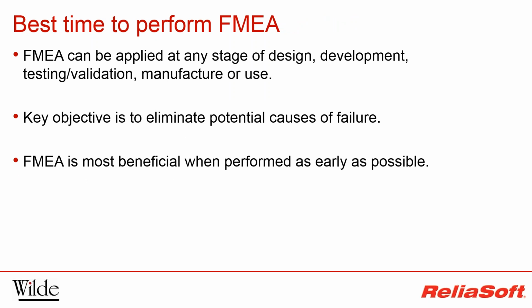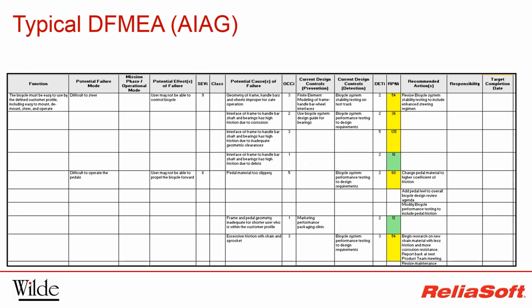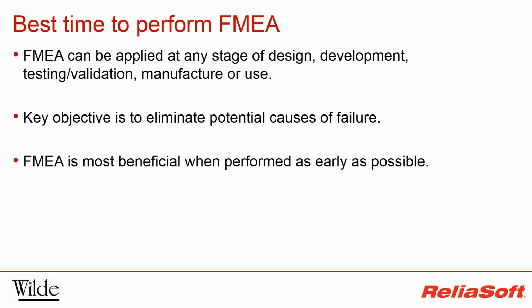An FMEA can be applied at any time of the design cycle, be that during design, development, testing, manufacturing, use, or even decommissioning. The purpose of the analysis is to identify and eliminate potential causes of failure. The earlier the FMEA can be performed, the better. There is a window of opportunity when the FMEA is most effective. Performing the FMEA too early will mean that the required information may not be available, although performing it too late will make it difficult to implement any changes to the item.